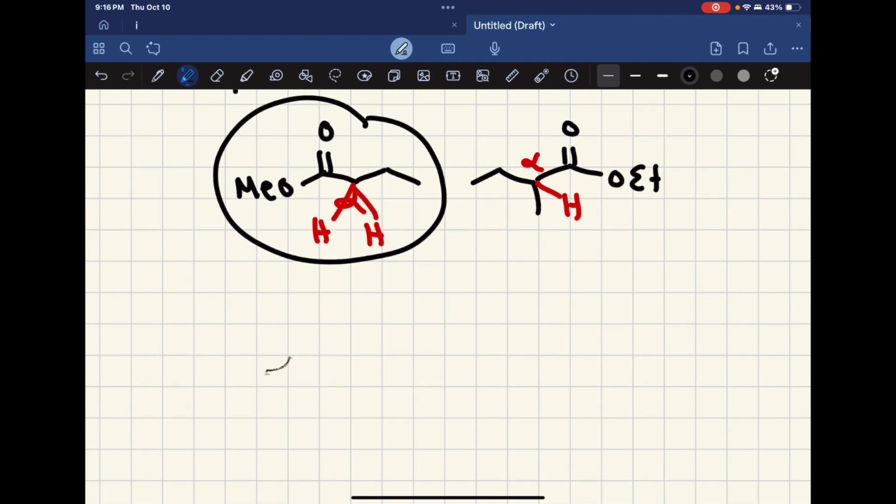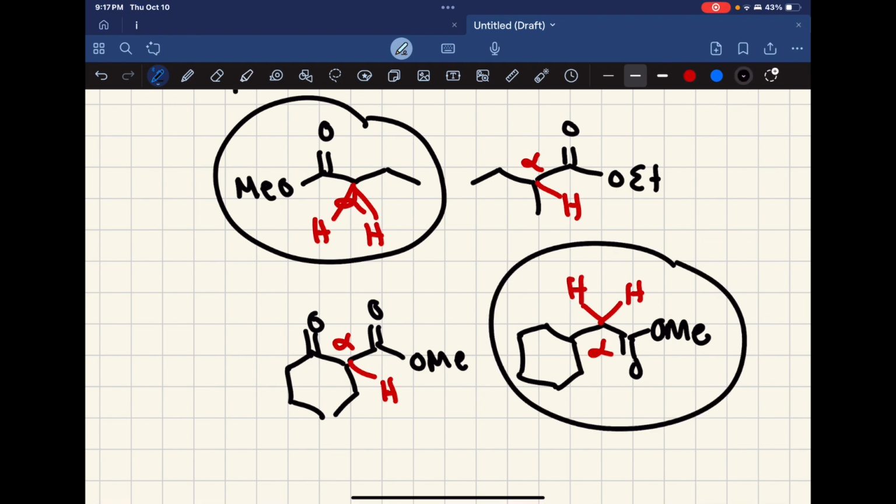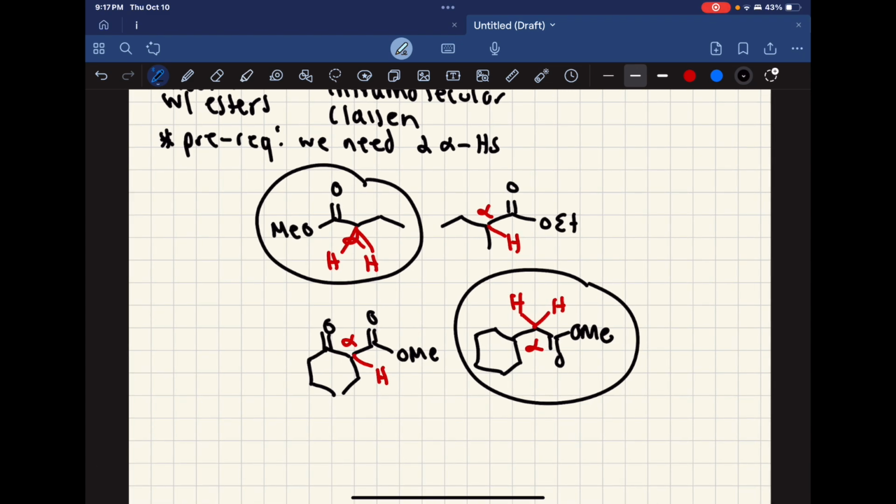Let's do one more example of that. So if I were to give you maybe this ester, and perhaps this ester, which one is more primed for a Claisen condensation? Well, with the ester on the left, we see that we have an alpha carbon with one alpha proton. And with the ester on the right, we see that we have an alpha carbon with two alpha protons. So based on that prereq I described, the ester on the right would be more prone to a Claisen condensation. Be able to do something like this on the test, identifying which ester is better.